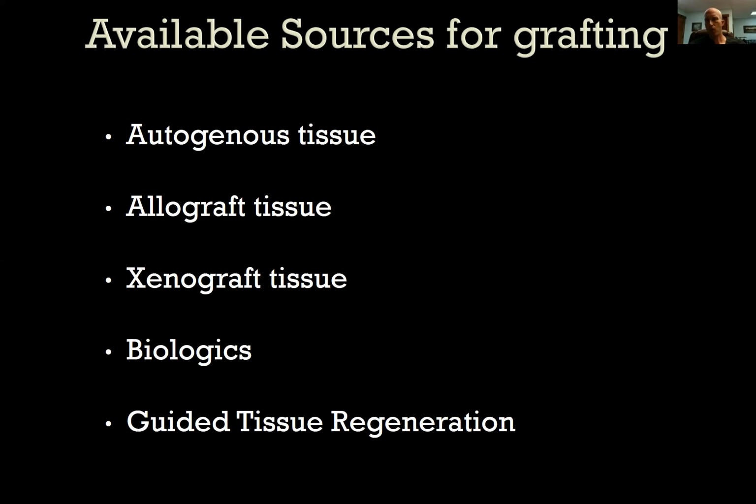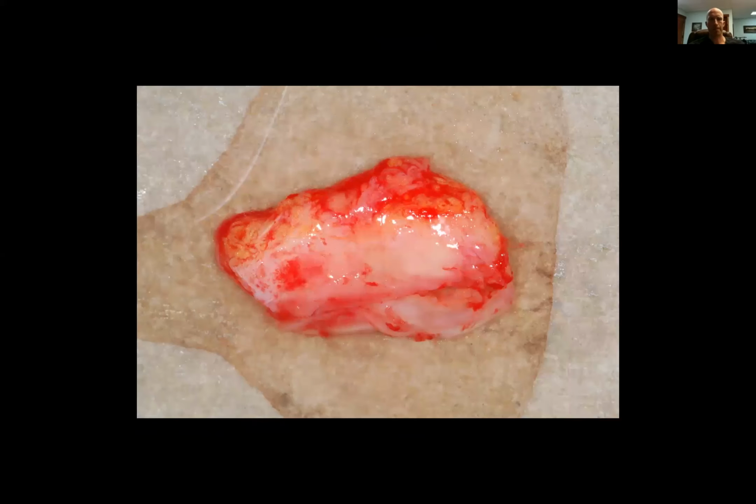We have many different sources for tissue grafting material, and I'm going to spend just a few minutes reviewing them, and I'll give my rationale for my preference. Autogenous tissue is considered the gold standard. That's what we see every study compared against, just about. Allograft, your classic AlloDerm or dermal tissue, is human tissue. We have xenographic tissue coming from animals, biologics, Emdogain, and guided tissue regeneration.